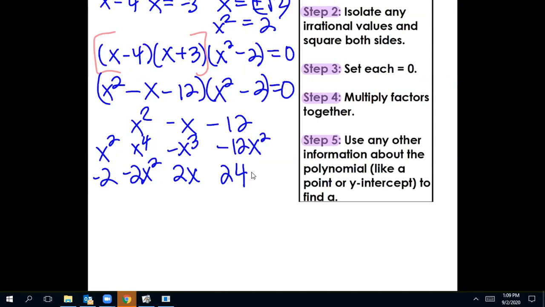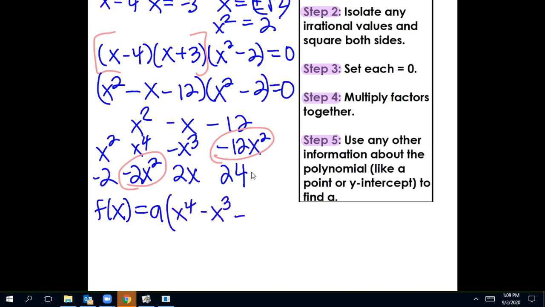Okay, so we will continue on here. We have this time our like terms are here and here, and so when we write it, we have to write f of x equals a times x to the fourth minus x cubed minus 14x squared plus 2x plus 24.